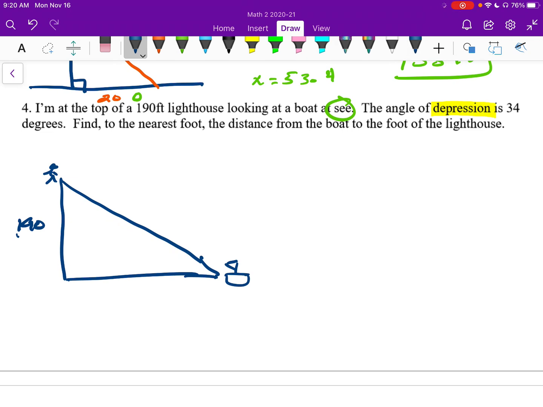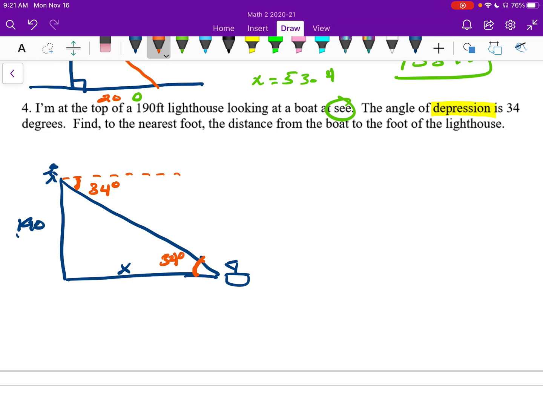We're supposed to find the distance from the boat to the foot of the lighthouse. So here's our x. And now for the angle of depression. Angle of depression is always looking down. So if I'm standing here, here's my eye level, and then here's the angle of depression, 34 degrees. The angle of elevation would be here, the boat looking up at me. The angle of elevation and the angle of depression will always be the same. So we could say this is going to be 34 degrees.